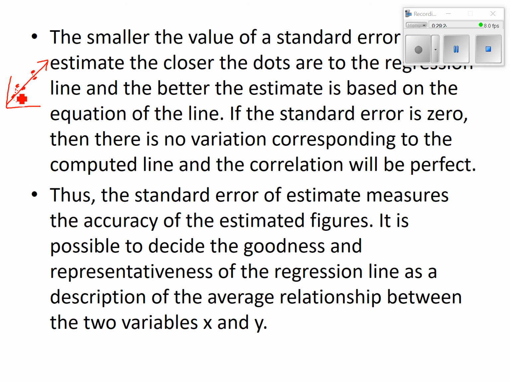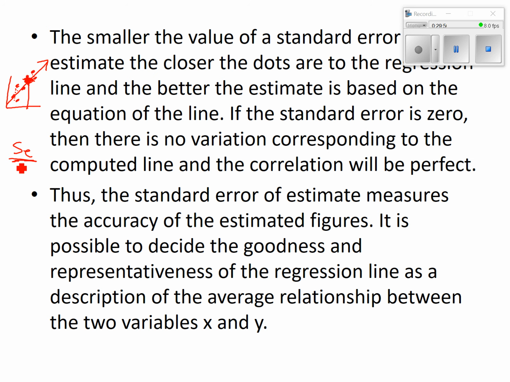So if that standard error is smaller, then it's telling us that if we predict something off of our regression line, if we predict some point for some x on our regression line, then we're going to have a better estimate. It's going to be a pretty good estimate if our standard error is small, and the smaller it is, the better the estimate.